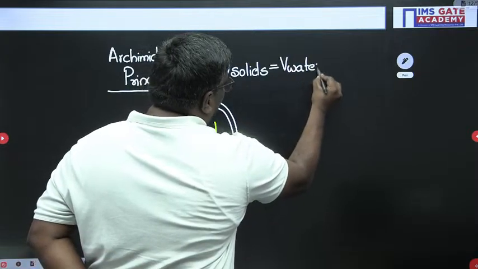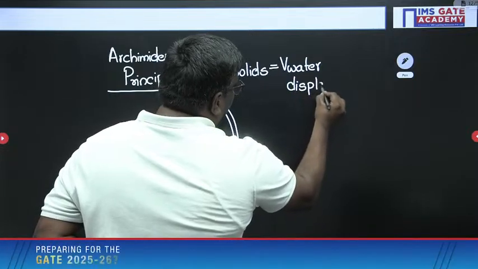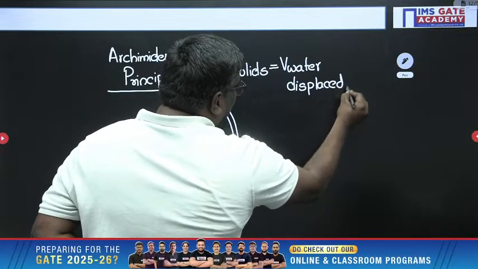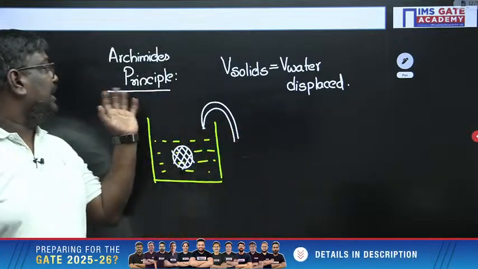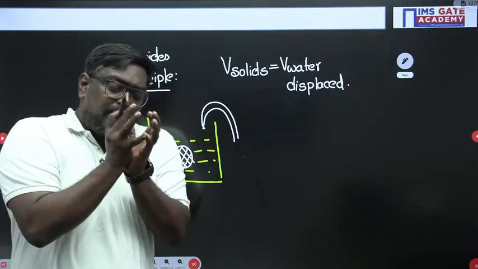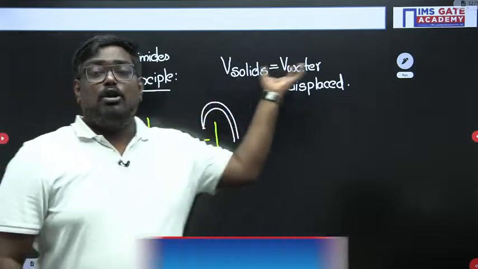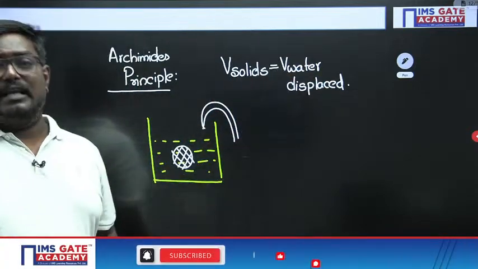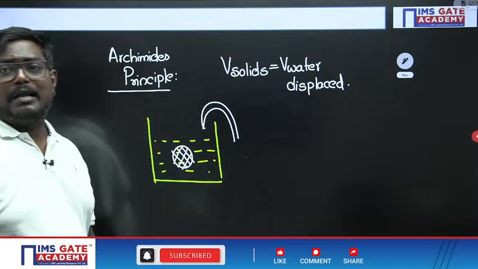Volume of solids will be equal to what, sir? Volume of water displaced. Is it clear, Piyush? Is this clear for Piyush, Sanjay, everyone? So here, what is Archimedes principle, sir? Whatever the volume occupied by the solid body, that much amount of water will be displaced. Clear, sir? Very good. So this is what we mean by the Archimedes principle.